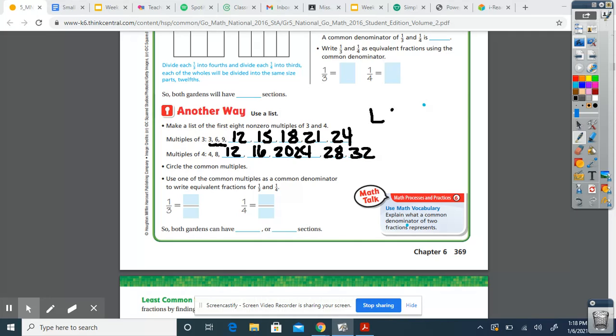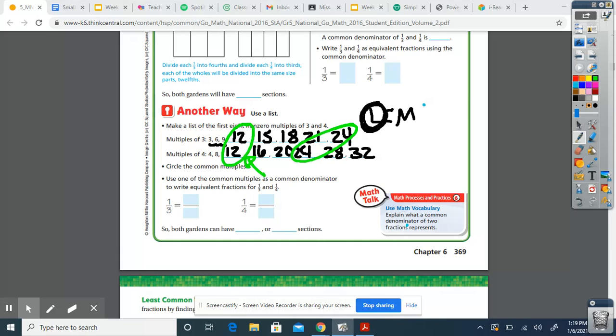We know we're finding the LCM, so we know we need to find the least common multiple. But it wants us to go ahead and circle both of the common multiples. So first we're going to look at our multiples. So 12 will be our LCM. And then they also have another multiple in common, which is 24. That will come into play in just a second, but we really want the LCM, which is this one. So use one of the common multiples as a common denominator to rewrite equivalent fractions for 1/3 and 1/4.